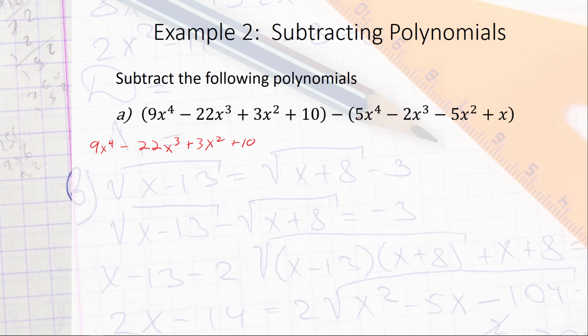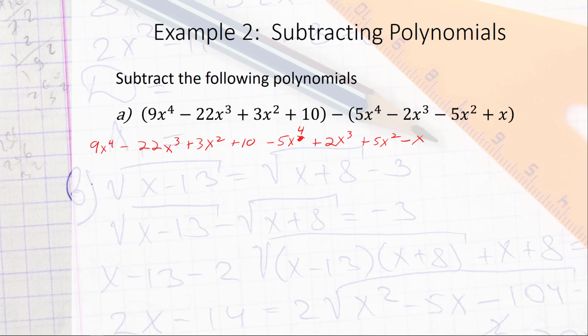Now, once again, we're going to change the sign and add. So here we have 5x to the 4th. We're going to change that to minus 5x to the 4th. Here we have negative 2x cubed. We're going to change that to positive 2x cubed. Here we have minus 5x squared. We're going to change that to positive 5x squared. Here I have a positive x. I'm going to change that to negative x. Now we can combine like terms. Oh, and I made a mistake here. This should be a 5x to the 4th, not 5x squared.